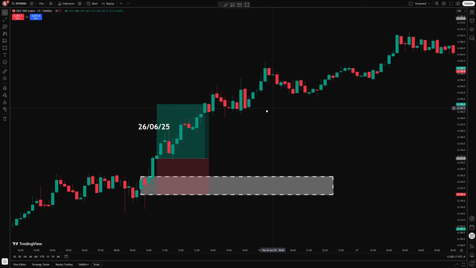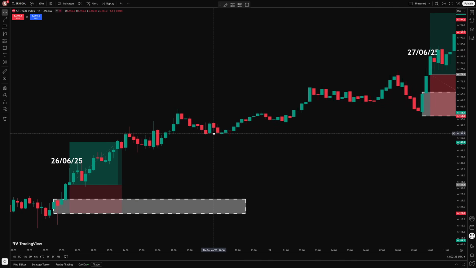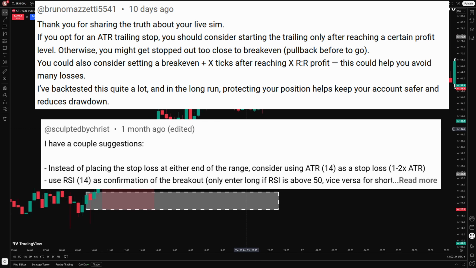I want to be able to capture more of these moves, so I'm going to test out a trailing stop loss. This was suggested in a comment on my previous video, so I appreciate that tip.